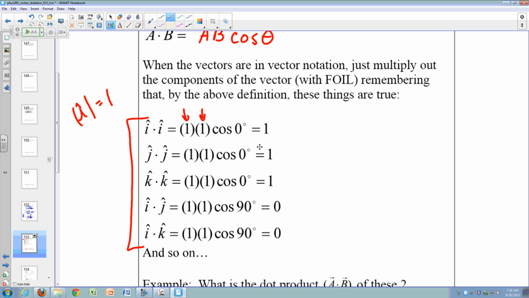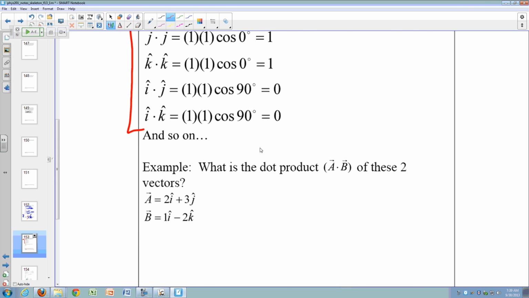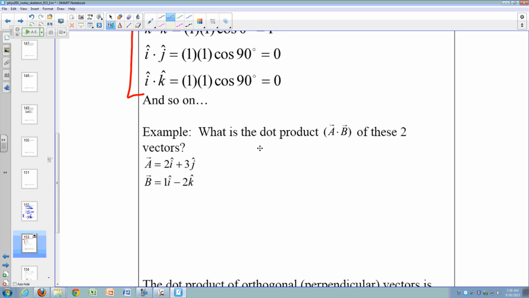Let me do an example for you. And we'll do some examples in the class as well. So let's say, for example, I have these two vectors, A dot B, and I want to find the dot product. So A dot B is equal to 2i plus 3j dotted with 1i minus 2k.